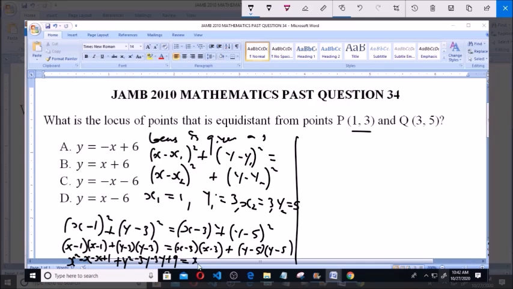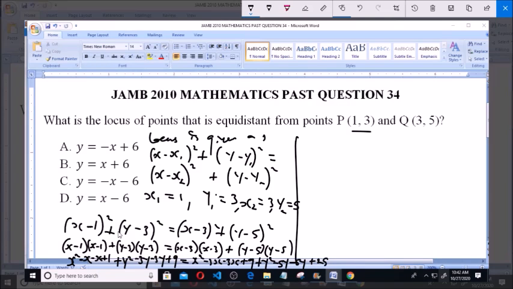times x will give us x square, then x times minus 3 will give us minus 3x, minus 3 times x will give us minus 3x, and minus 3 times minus 3 will give us plus 9, plus y times y will give us y square, y times minus 5 will give us minus 5y, minus 5 times y will give us minus 5y, and minus 5 times minus 5 will give us plus 25.